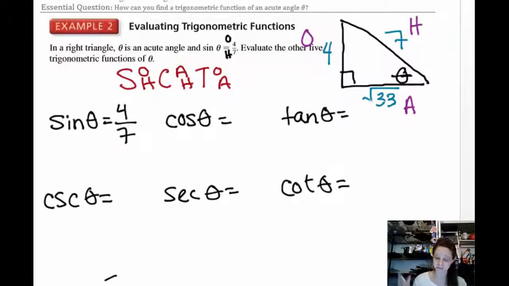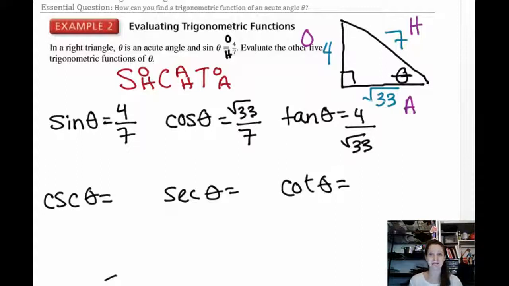Okay, sine is opposite over hypotenuse. Great, that's what I was given. Cosine is adjacent, radical 33 over hypotenuse 7. Tangent is opposite, 4 over radical 33. Ooh, we have a radical in the denominator. That's not good form. Let's rationalize this ratio by multiplying both the numerator and denominator by radical 33. We'll get 4 radical 33 over 33.